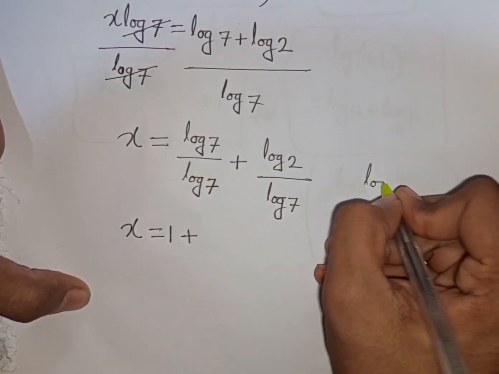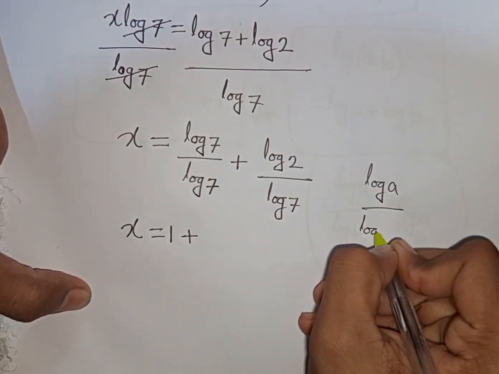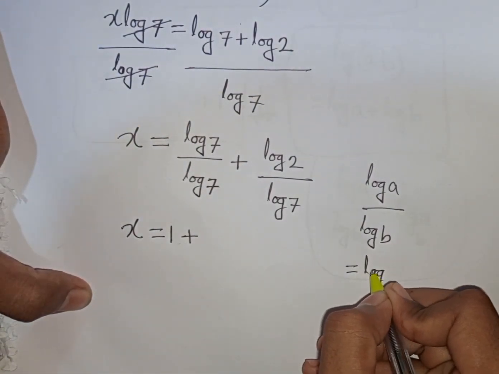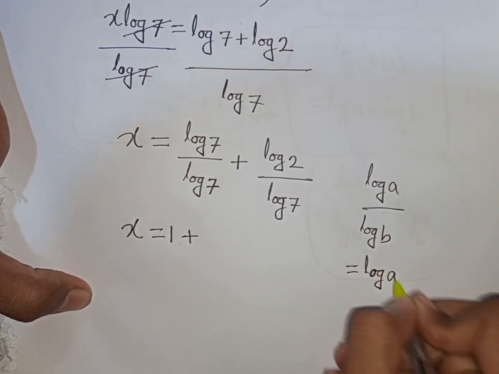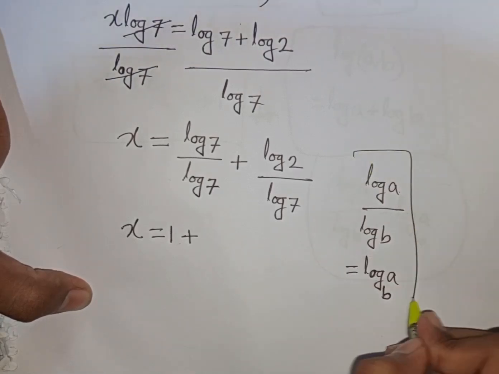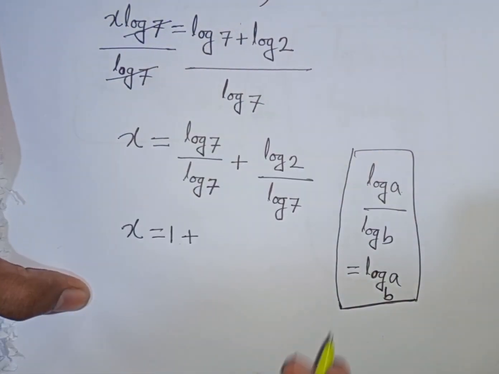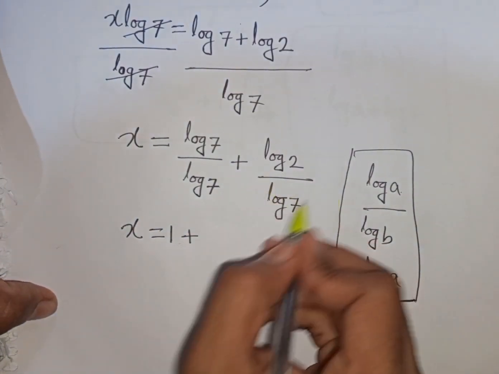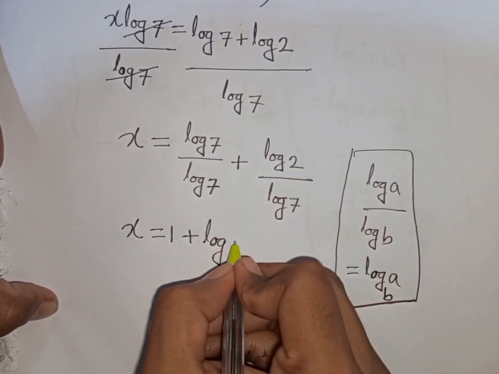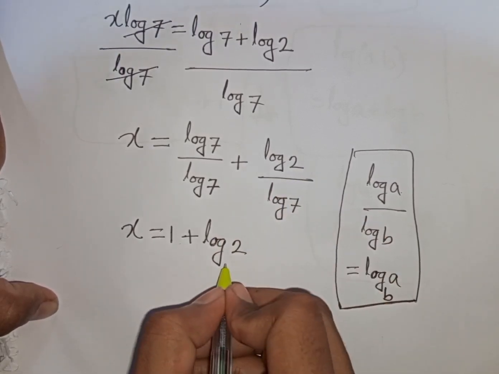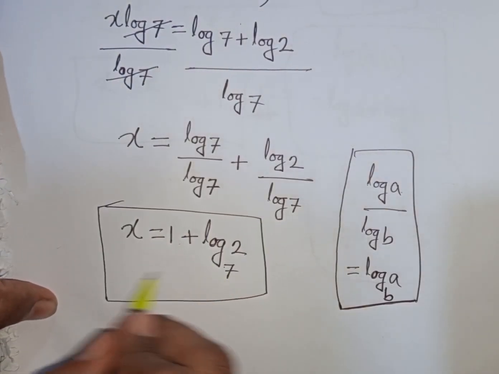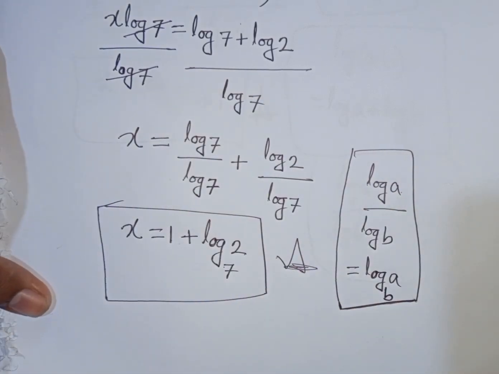here you can apply the rule that log a divided by log b is equal to log a base b. So according to this rule, I can write log 2 divided by log 7 as log 2 base 7. So 1 plus log 2 base 7, this is the value of x, so this is our final answer.